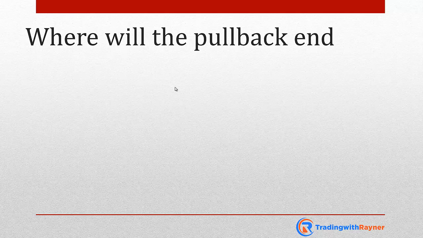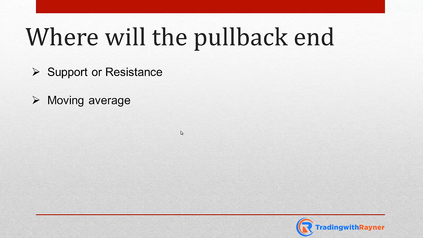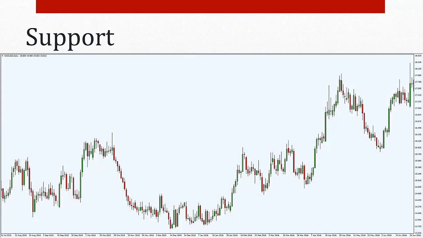I want to share with you 3 scenarios where I find that the pullback would usually end in either one of these 3 particular scenarios. Number 1, it tends to respect support or resistance: support in an uptrend and resistance in a downtrend. Number 2, it tends to respect a moving average. And number 3, a trend line. Let me explain. You can see this chart over here, and it doesn't matter what time frame or what market this is. These are pretty much universal principles that you can apply.